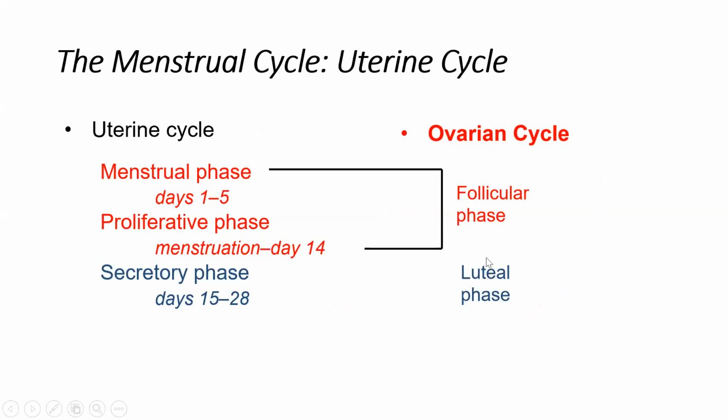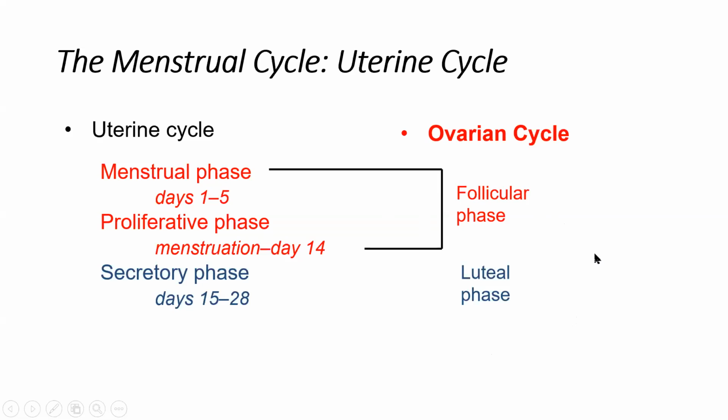ovarian cycle, the follicular phase and the luteal phase. Let's look at the corresponding events that are happening in the uterus, right? The uterine cycle. So the first two phases of the uterine cycle correspond with the first half of the ovarian cycle. So day 1 to 5 and day 6 to 14. Whereas the third phase of the uterine cycle corresponds to the second half of the ovarian cycle, which is day 15 to 28 or so.